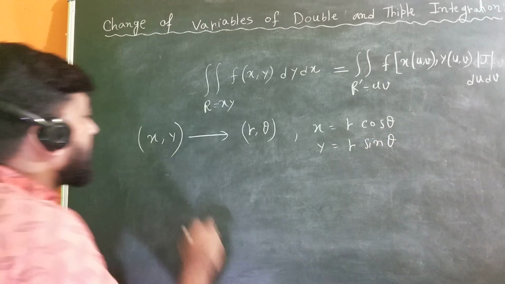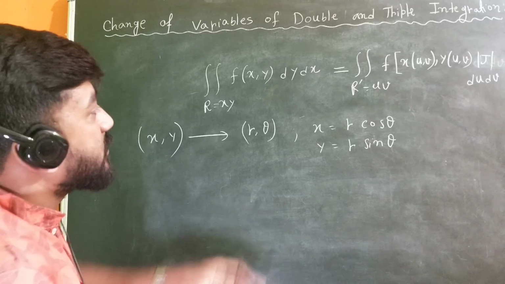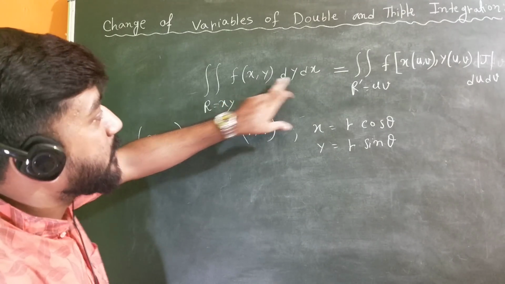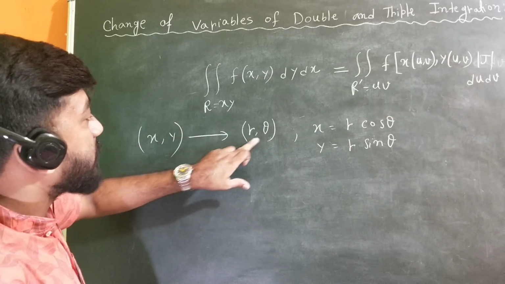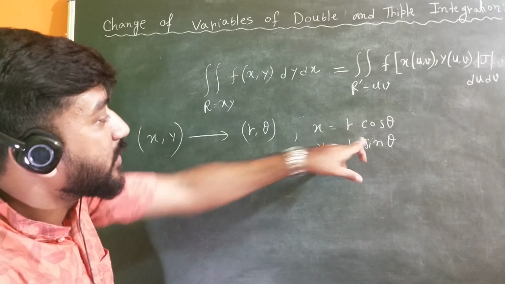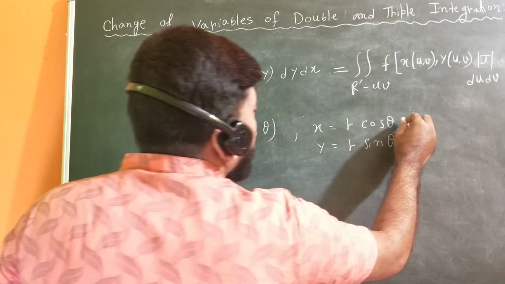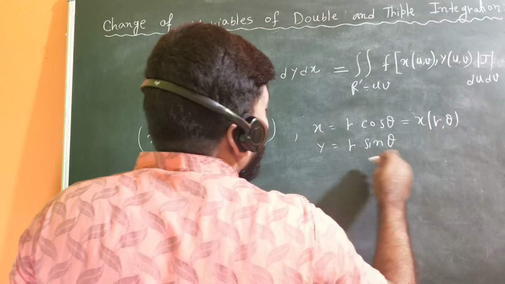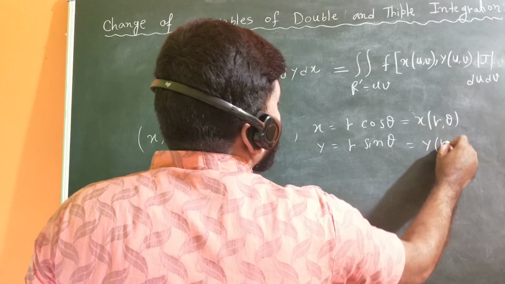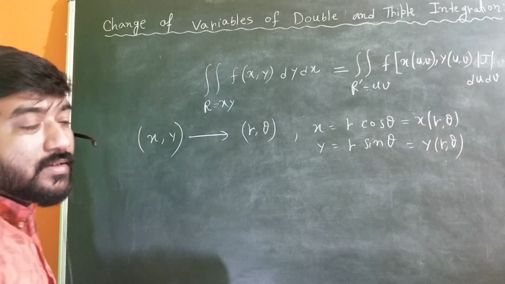We have this kind of thing, and you can see here, as I have said earlier, that x and y will be functions of u and v, and here x and y will be functions of r and theta, and this is obvious. You can see here, x equals r cos theta means this is a function of r and theta. Similarly, this is a function of r and theta. Obviously, this will be a function of r and theta.